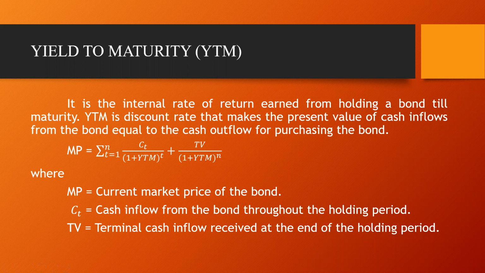It is a discount rate that makes the present value of cash inflows from the bond equal to the cash outflow for purchasing the bond. Now, let's see, MP is equal to the sum of CT divided by (1 plus YTM) plus TV divided by (1 plus YTM), the whole raised to N. So the cash flow from the bond throughout the holding period, that is the coupon, is denoted as C, and TV is the terminal cash inflow, that's the maturity value at the end of the holding period.